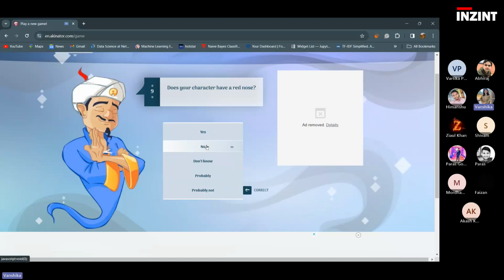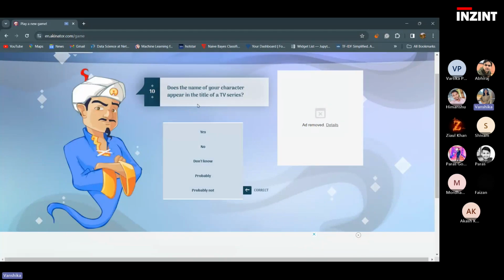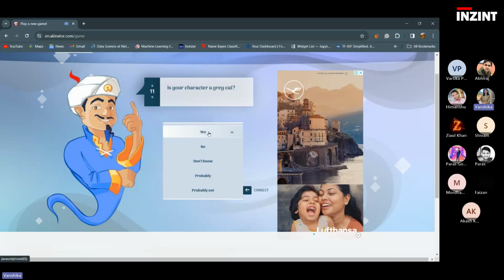Right now it has asked me whether your character is blue and whether he has a red nose. Since I said that it was an anime, right now it is also checking with Doraemon because Doraemon has a red nose. So no. Does the name of your character appear in the title of a TV series? Yes. Is it a grey cat? Yes.